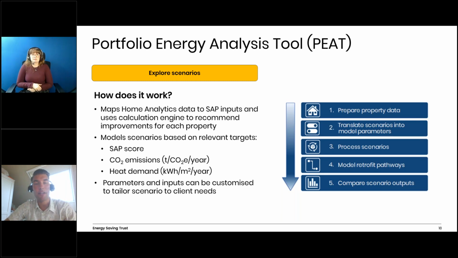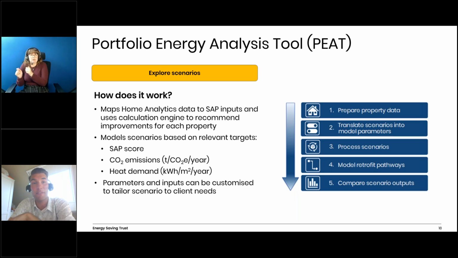Now, the main parameter we might use in one of these models is a target. So this could be expressed in various ways, such as an EPC band score that you want to achieve, could be a CO2 emissions value you want to achieve, or it could be a heat demand target. There are then other parameters and outputs or inputs that we can adjust to further tailor the scenario.